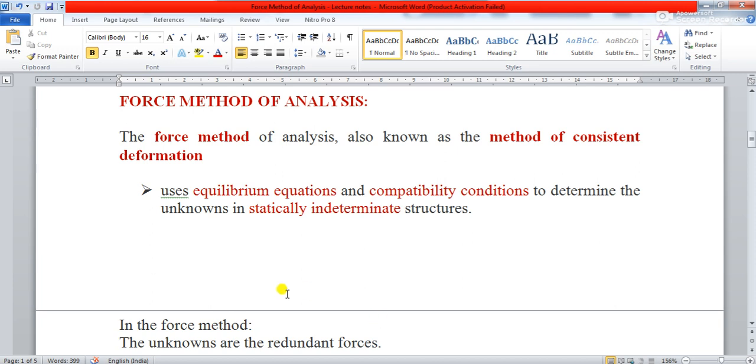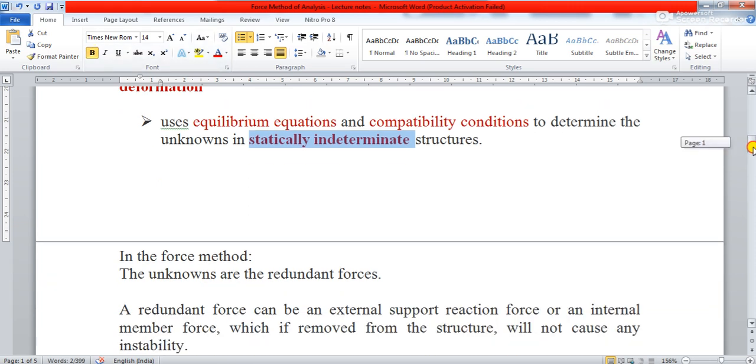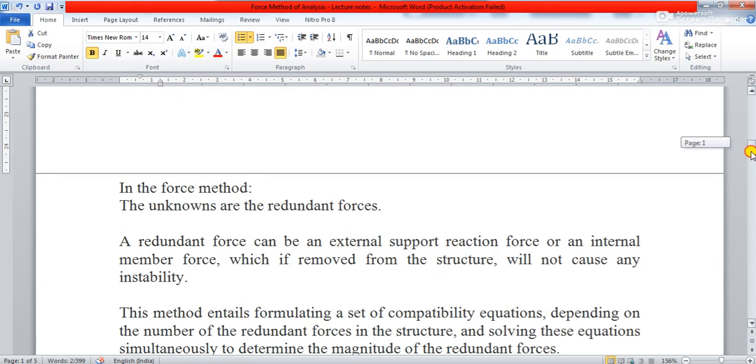So, force method of analysis: one thing you must be clear about here is that in the case of a statically indeterminate structure, this should be applied. Now, the next point you must understand in the force method of analysis is this: in the previous class I showed you an example of a propped cantilever, right?